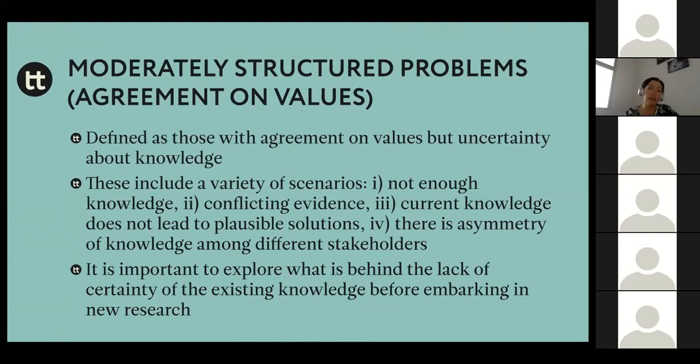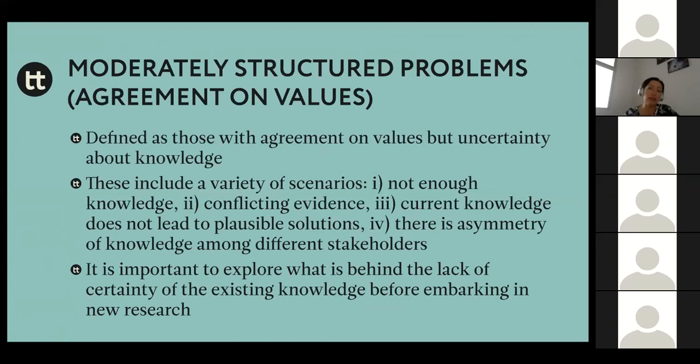And so what's important in these types of problems is to make sure that we have a complete understanding of everything, of all the existing knowledge around this problem before proposing new research. This is important because when we identify that we are working on a problem where we agree on values, but the problem is around having certainty about the knowledge, we may want to embark on doing new research, right?